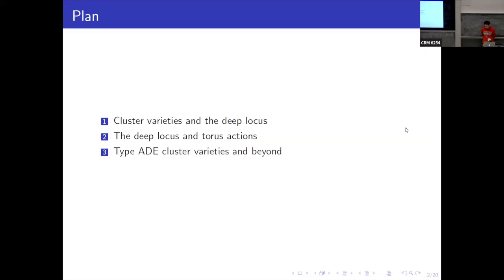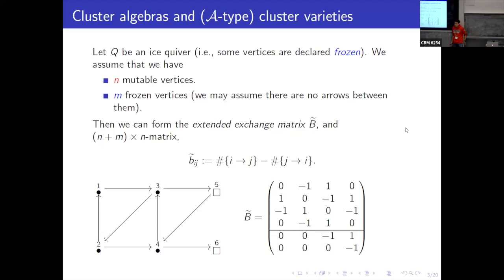Okay, I know we have heard a lot about cluster algebras, but let me just recall these things. So the main combinatorial data is an ice quiver, which means just a quiver that doesn't have loops and doesn't have oriented two cycles. And we declare some of the vertices to be frozen. So we have n mutable vertices and m frozen vertices. And at least for this talk, they don't play any role, we may assume that there are no arrows between frozen vertices.